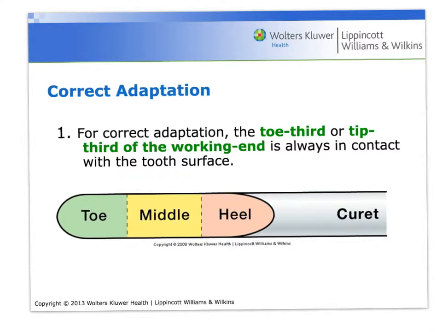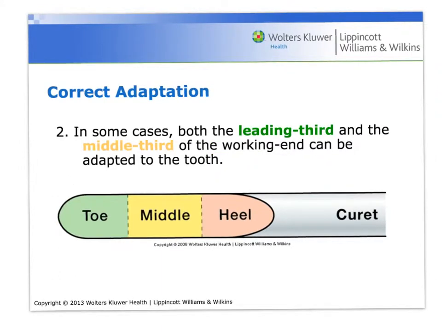The correct adaptation of the working end to the tooth surface requires positioning the working end so that the leading 1/3 of the working end is always in contact with the tooth surface. If that leading 1/3 is not in contact with the tooth surface, then it's most likely in contact with the gingiva. Sometimes, however, it's possible that the leading 1/3 and the middle 1/3 of the working end, so here and here, can both be adapted to the tooth at the same time.